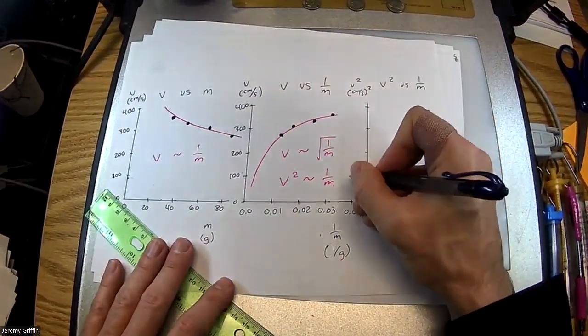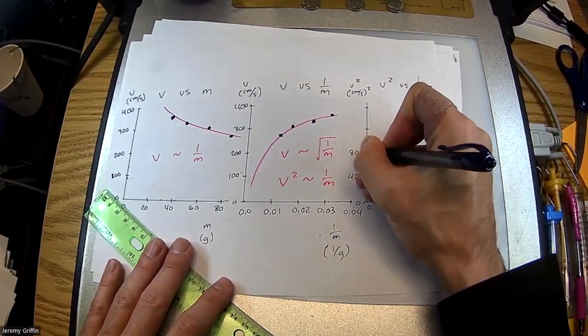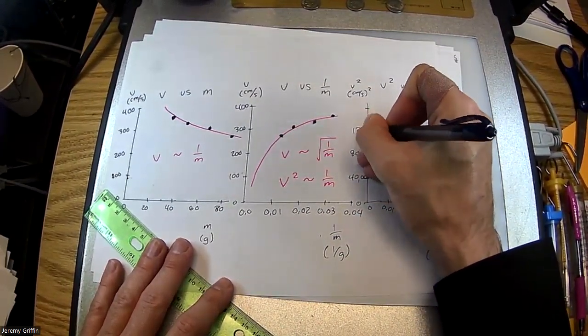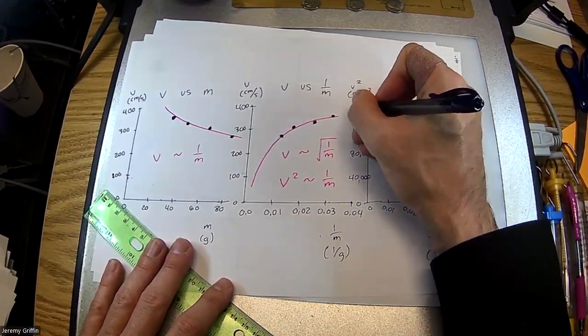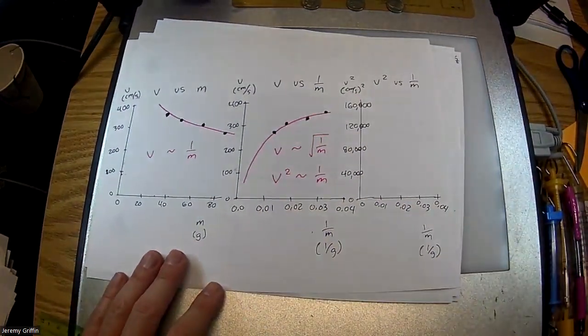So go 0, 40,000, 80,000, 120,000, 160,000. Okay, so that should contain all the data right in there.